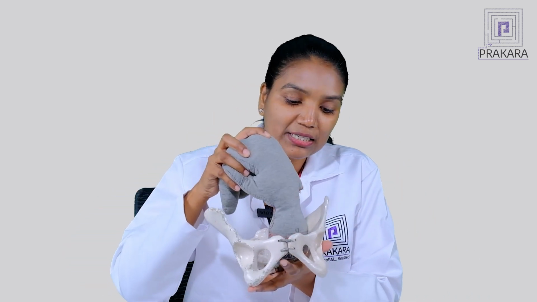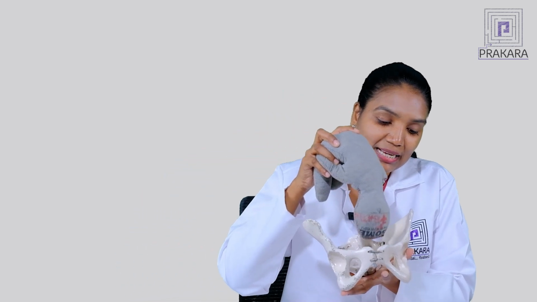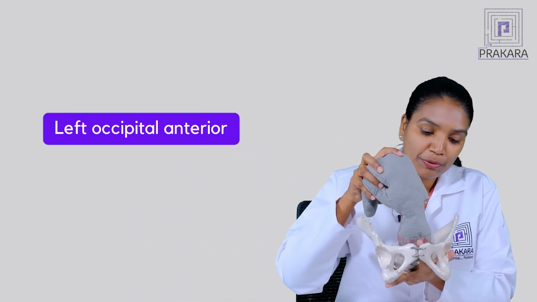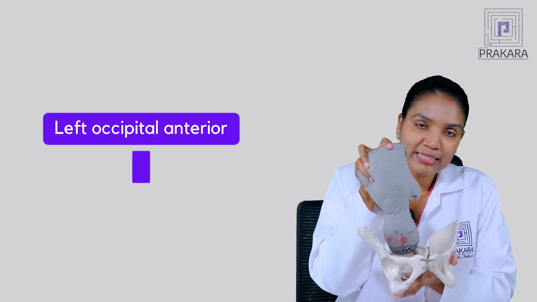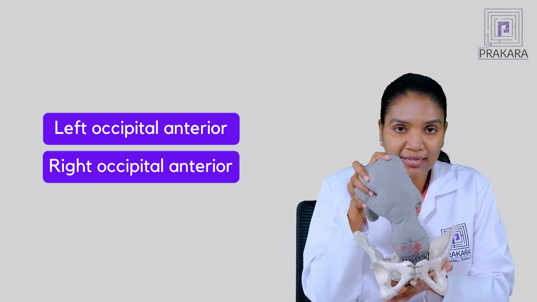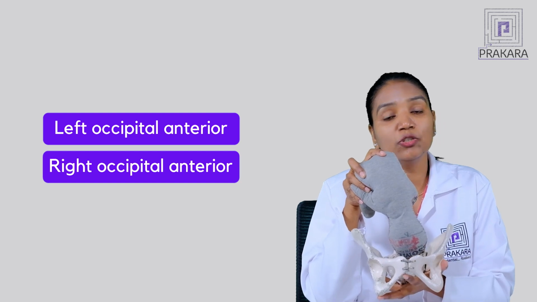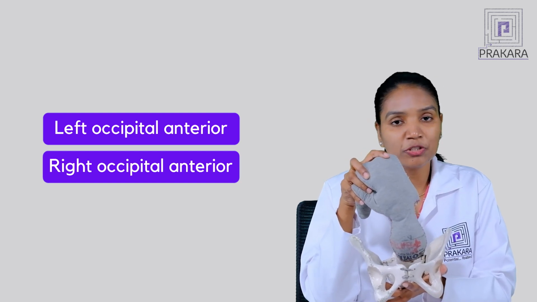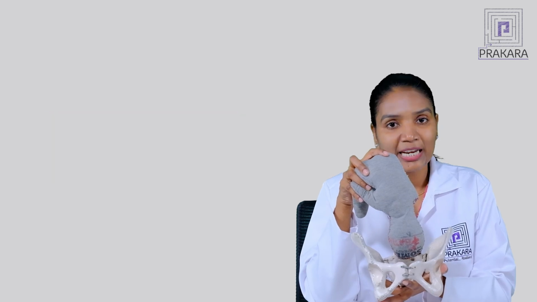If the fetal head is placed towards the symphysis pubis, on the left hip bone of the mother it is left occipito anterior, and on the right it is right occipito anterior. Left occipito anterior and right occipito anterior are the commonest positions. Among them, LOA is the commonest position in the normal mechanism of labor. We also have the posterior positions.